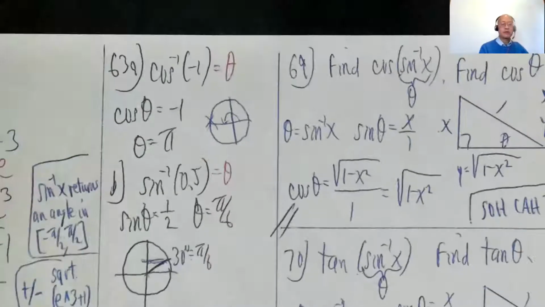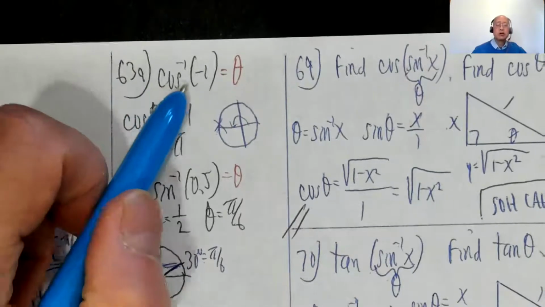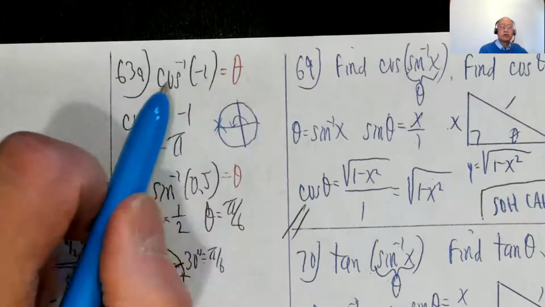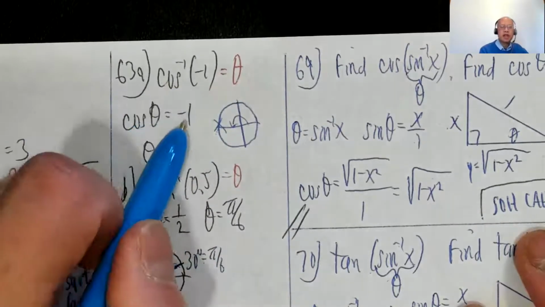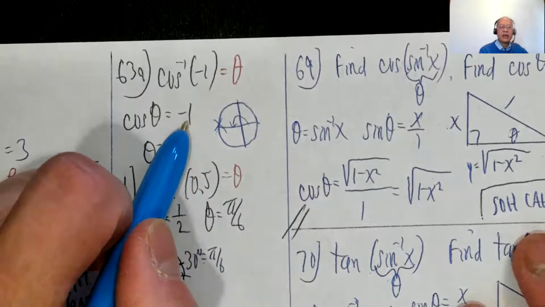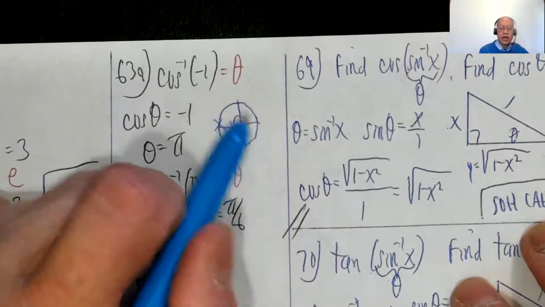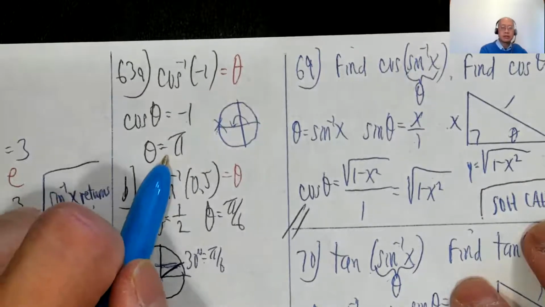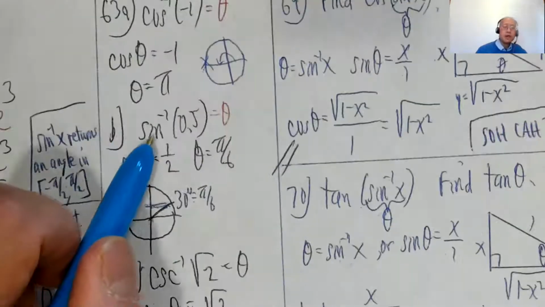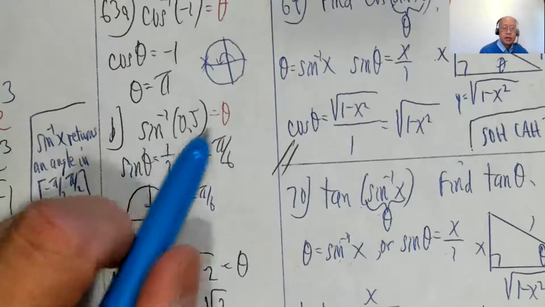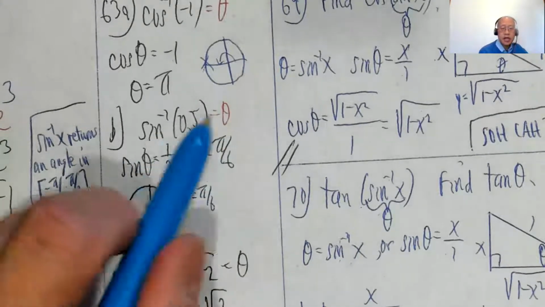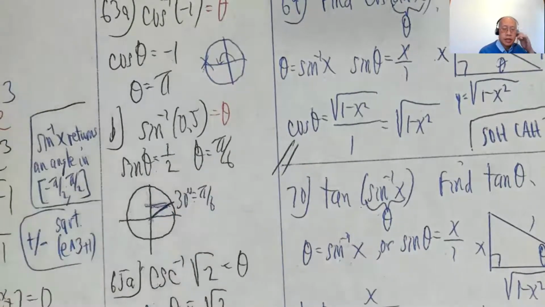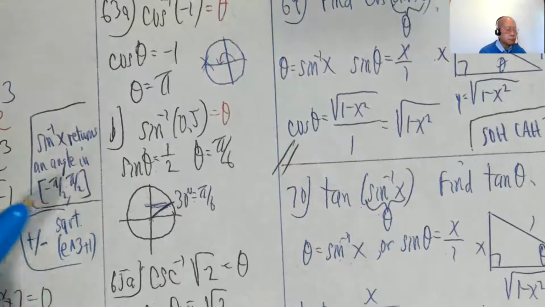Okay, finally a little bit of trig. Inverse cosine of negative 1, I'll call it theta. Unscramble it. Cosine of theta is negative 1. So cosine of what angle is negative 1? You want the x coordinate to be here. That's 180 degrees. Or we're doing radians, so pi radians. Inverse sine of a half, call it theta. Therefore, sine of theta is a half. Sine of 30 degrees, or pi over 6, is a half from the unit circle.